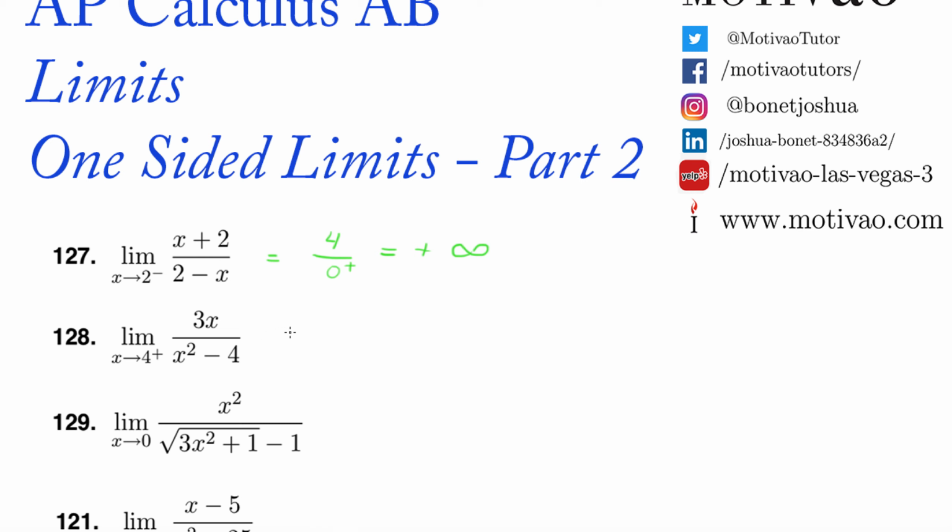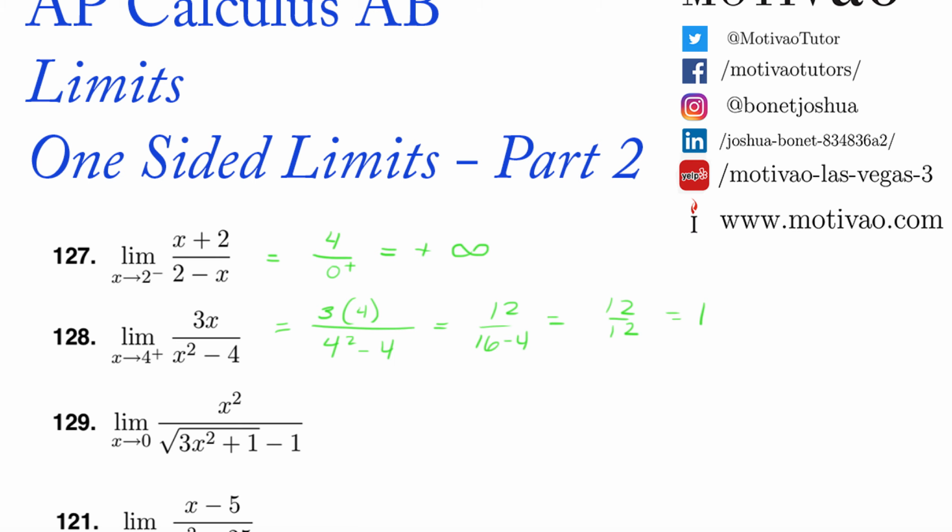Okay? Now, on here, we plug in 4 from the right. Notice that plugging in 4 from the right or from the left has no influence on the value of the limit because there is no 0 over 0 or any of that in here. So it's just plugging in 4. 3 times 4, 4 squared minus 4 gives you 12 over 16 minus 4 is 12 over 12, which gives you 1.